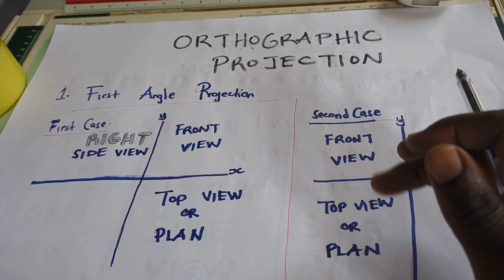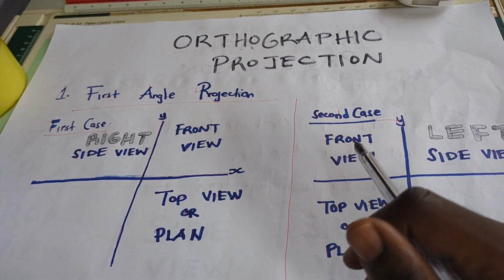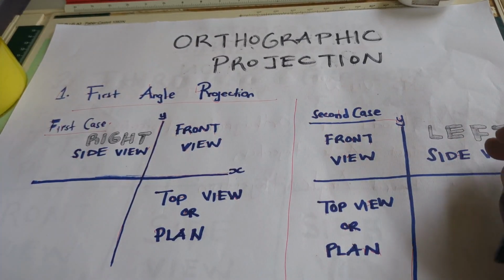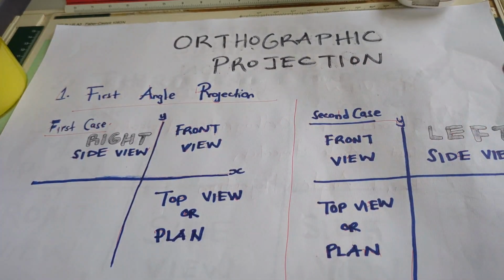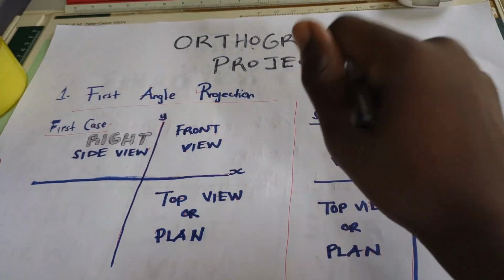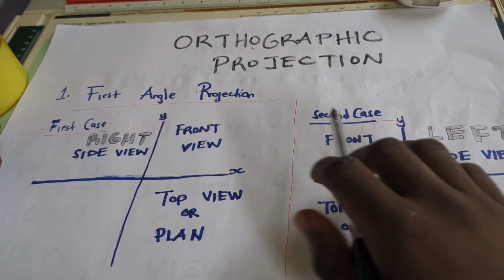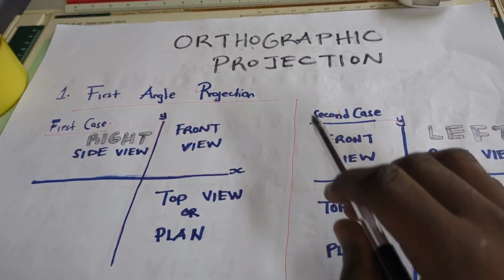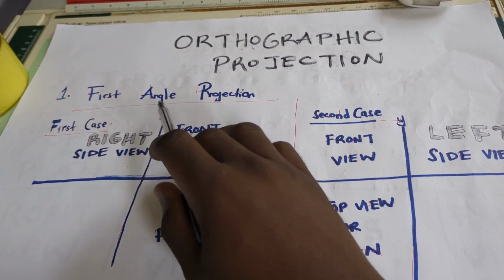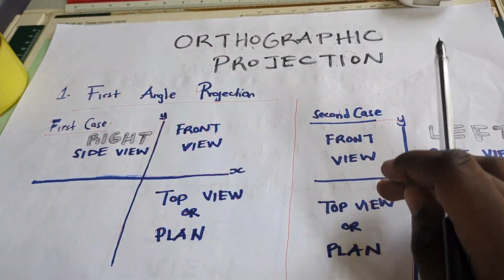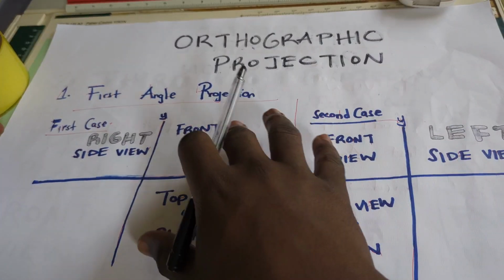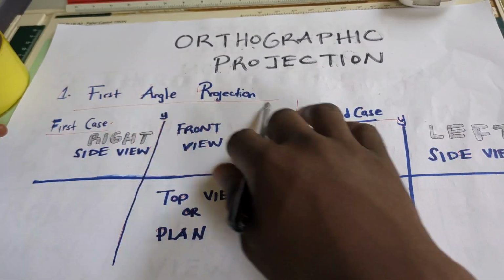But here, above the top, we always have the front view, and beside the front view we always have the side. But this time, for this case, the left side view is placed at the right side. This is the right side of your x and y axis. When you want to present the right side, you present it at the left side of the first angle projection. So this is the first concept you have to be aware of on the first angle projection.